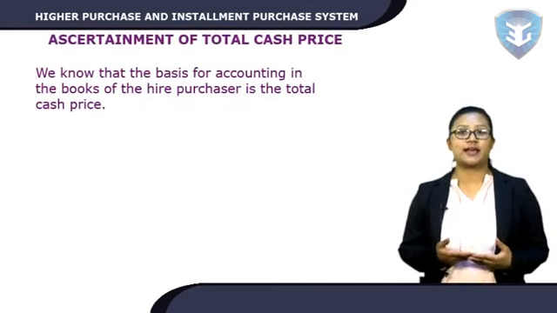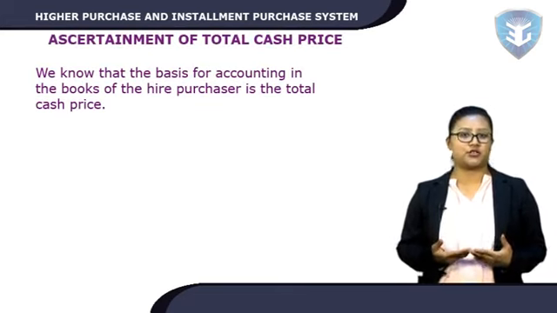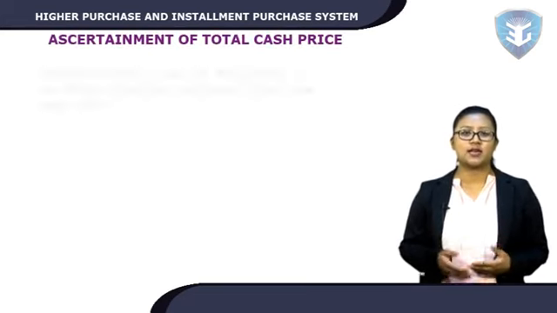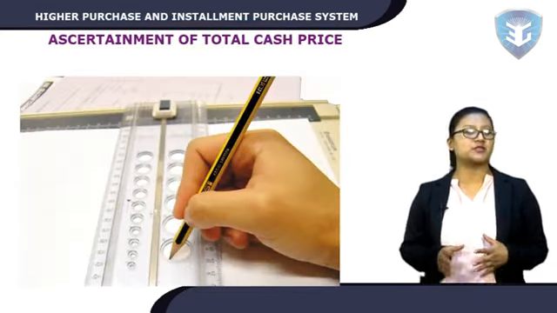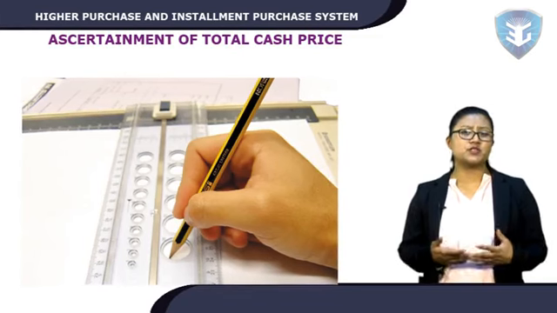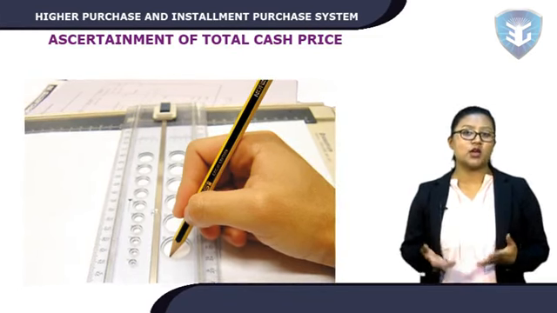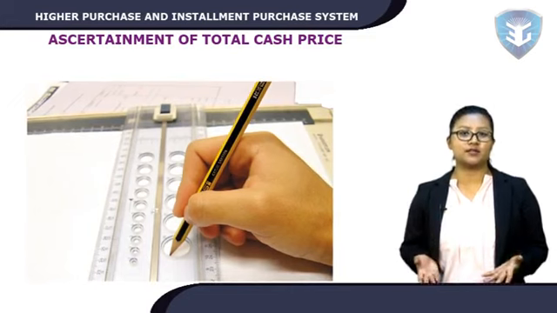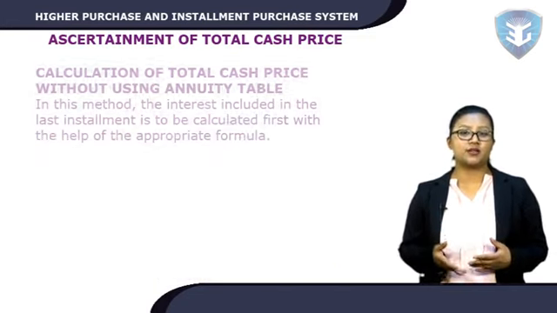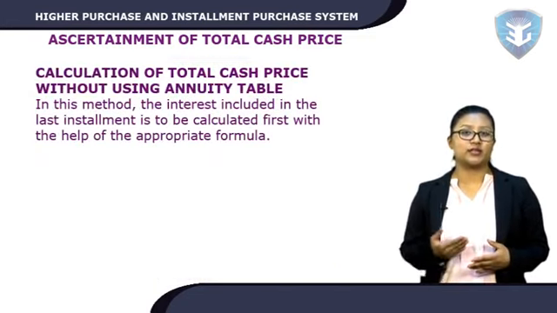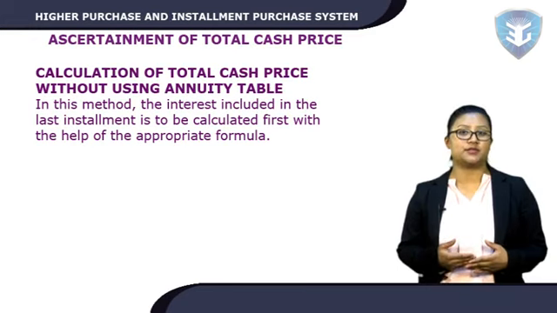Ascertainment of total cash price. We know that the basis for accounting in the books of the hire purchaser is the total cash price. Sometimes the total cash price may not be given. For the purpose of ascertaining the total cash price, we can use any of the following methods according to the need. Calculation of total cash price without using annuity table.